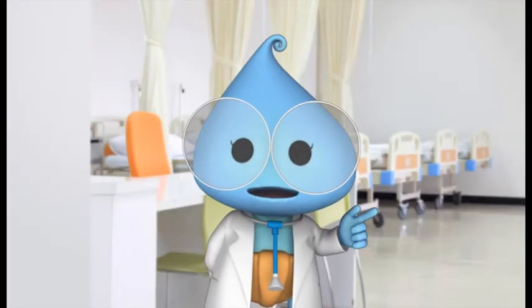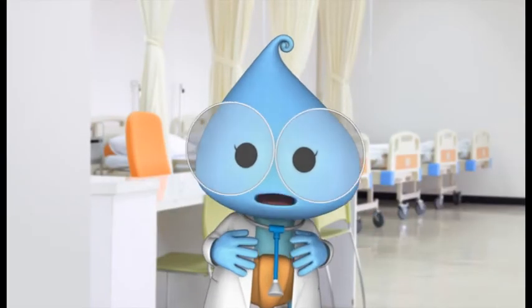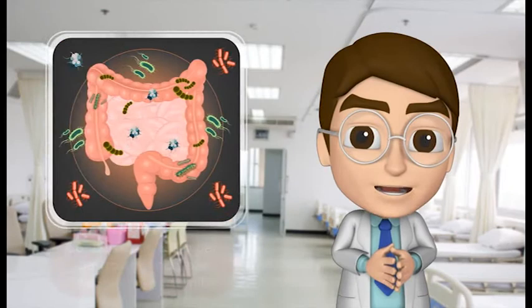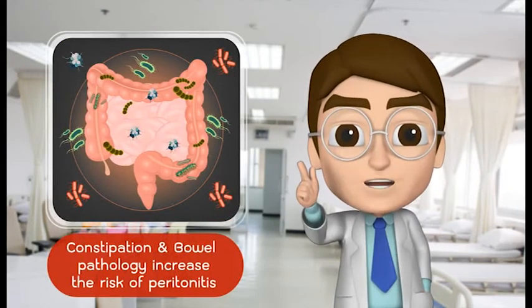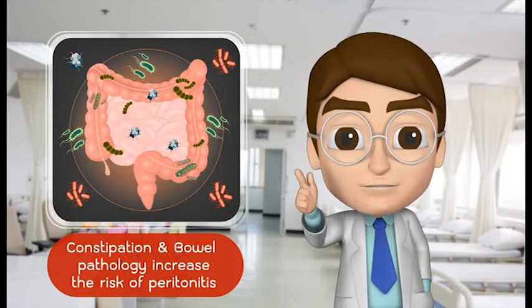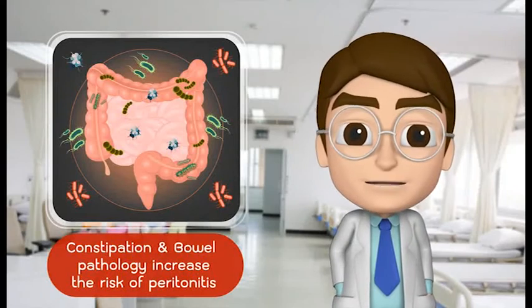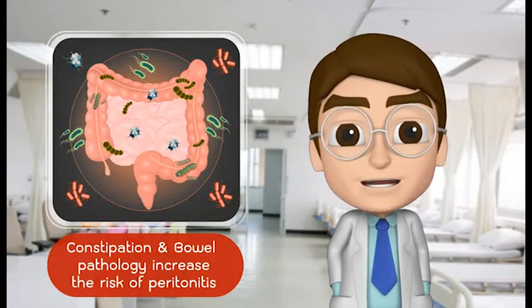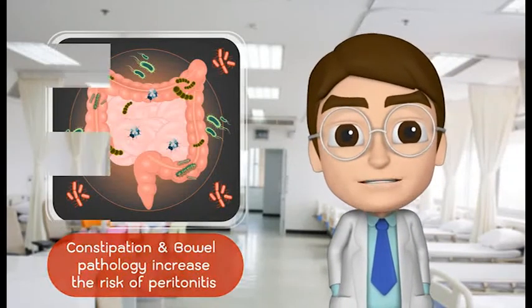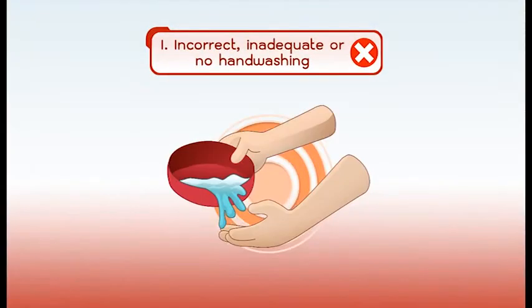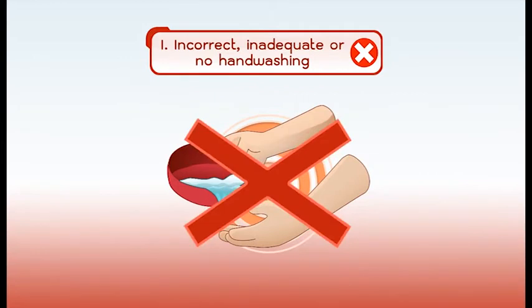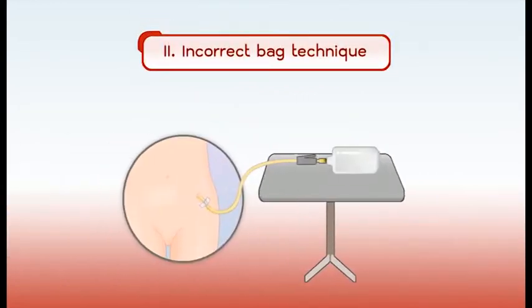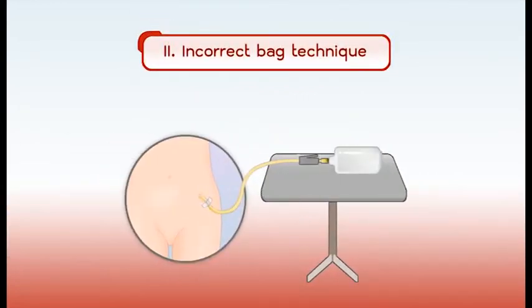And how can these pathogens invade the peritoneal cavity? Pathogens may invade the cavity when the intestinal wall is weak, for example, while having diarrhea or constipation, or accidental contamination during wound cleaning, hand washing, or the PD bag exchanging as follows. 1. Incorrect, inadequate, or no hand washing. 2. Incorrectly performing a bag exchange, accidentally or carelessly allowing the transfer tube or catheter connector to be contaminated.